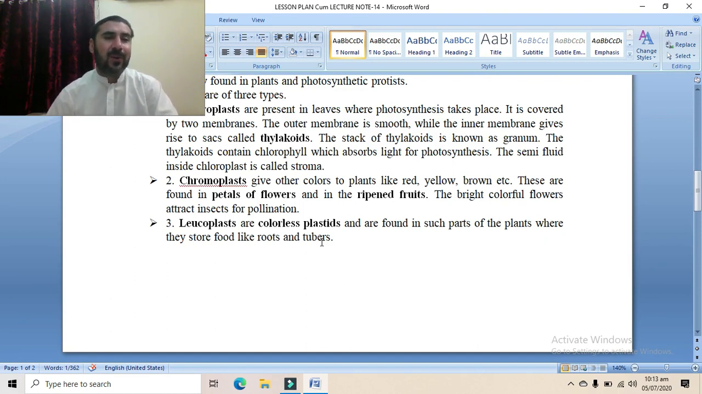You may remember that in plants the food is stored in the form of starch. So food is stored in the form of starch in the roots and tubers, and that is stored inside the leucoplasts which are found there.